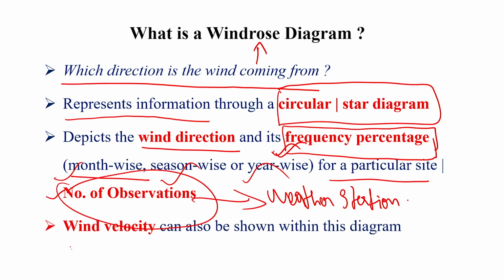And like I said, your wind velocity or your speed can also be represented with the diagram. We will not be seeing that in this class, but it is possible, and with the upcoming of a lot of digital technologies, it is much easier to represent this wind speed, duration and direction. We will be today seeing a very simple Windrose diagram.